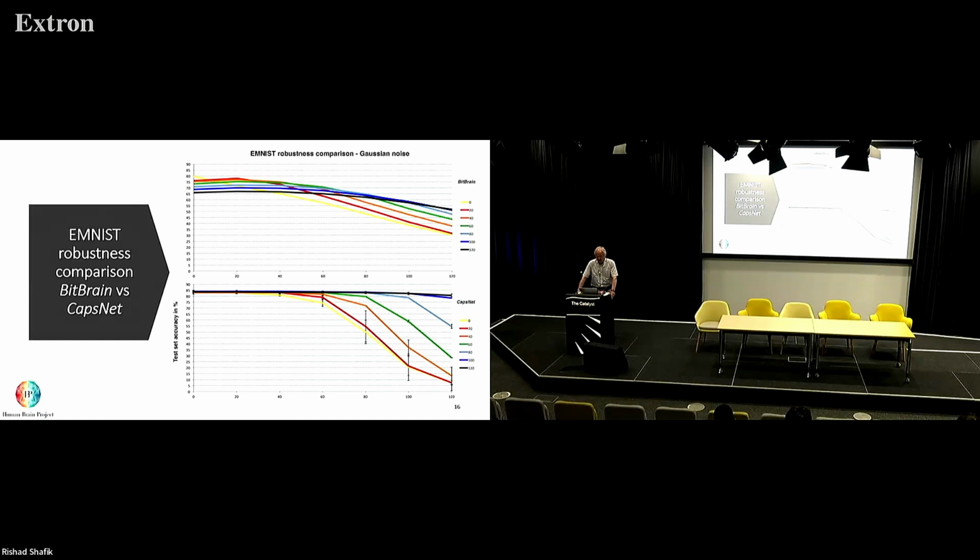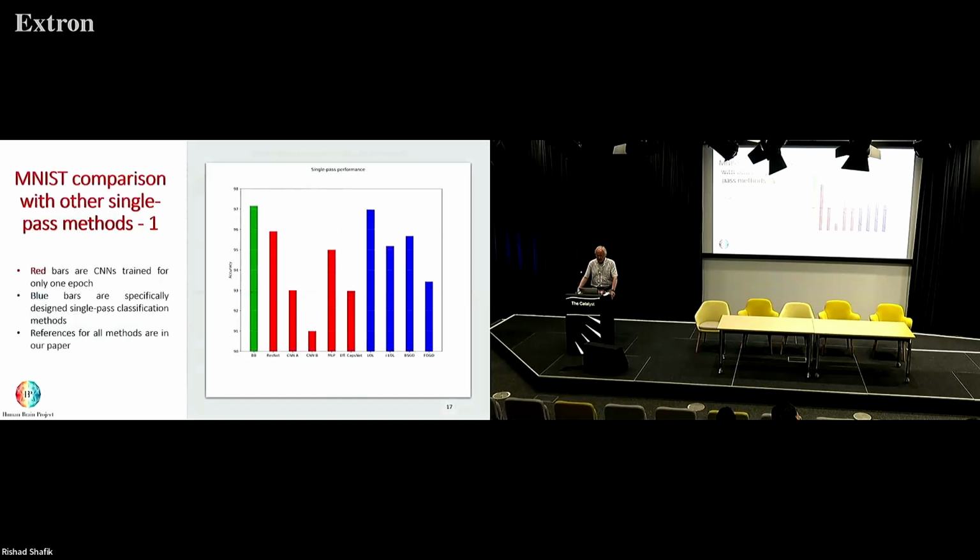The artificial nets have been trained over 100 epochs on the test data. Another valid comparison is to look at other single pass methods. And here, this graph is comparing BitBrain, which is the green bar on the left, with CNNs trained for only one epoch. Of course, they're not designed to be trained for just one epoch, so it's not surprising that performance is low. Those are the red bars.